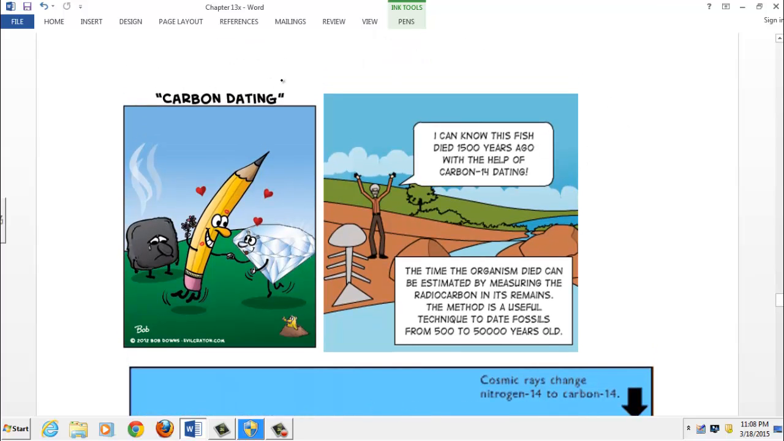Okay, last idea. Carbon dating. Sorry, got a little silly picture here. But carbon makes up charcoal, pencil lead, and diamonds. Silly little cartoon. Okay, what are we talking about with carbon dating? Well, that's where you use the radioactive isotope, carbon-14. And you can dig up fossils and measure the remaining carbon-14 in that fossil and use it to predict or estimate how long it's been in the ground.